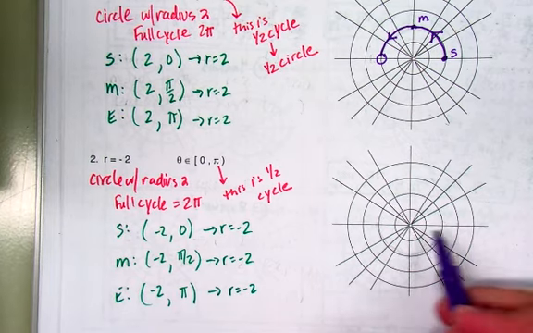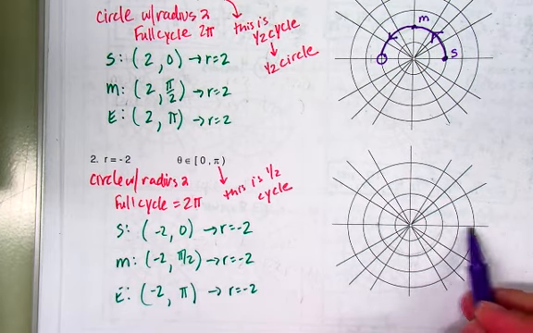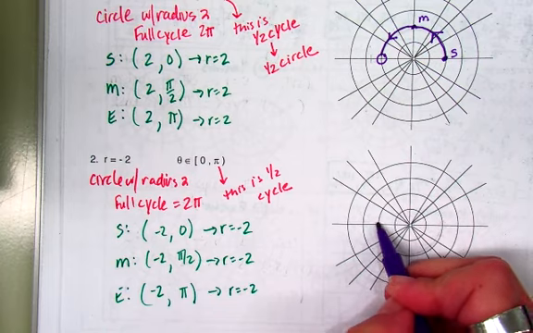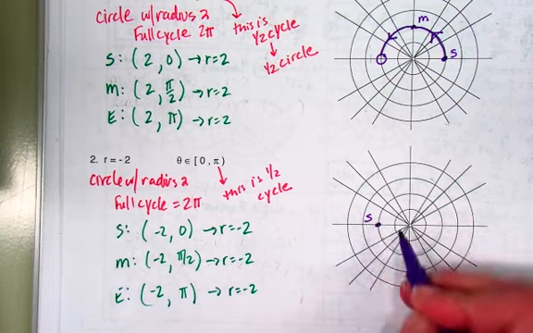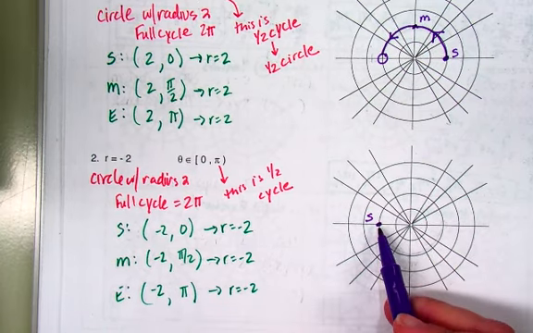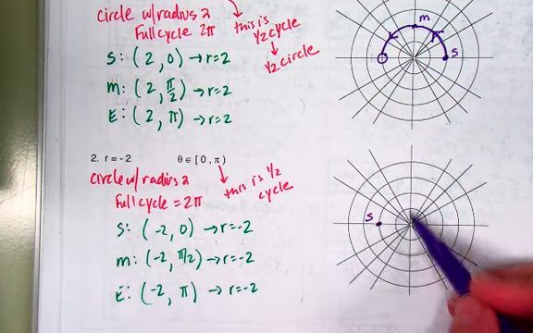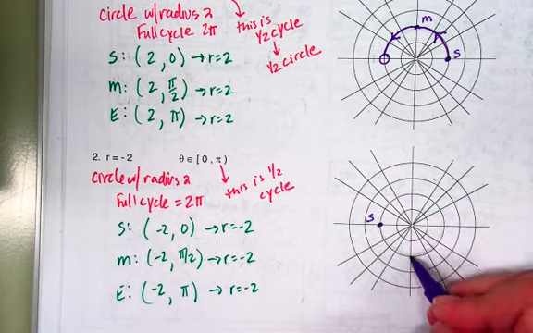Starting point, 0 is my theta. My radius is over here, though, at negative 2. I'm starting over here on the left. My middle point, pi over 2, I'm down at negative 2.